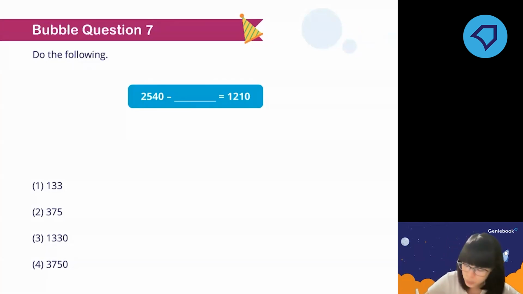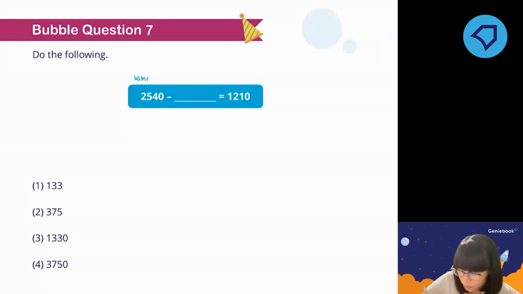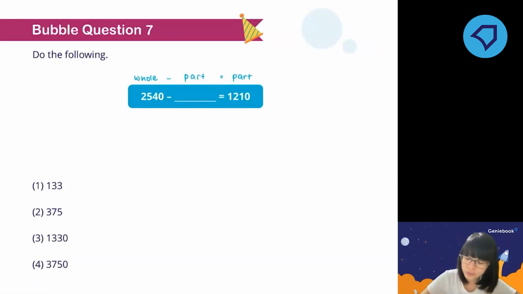Okay, if you need help, remember subtraction, we're going to take the whole minus part to give you a part. Now, like I mentioned, because you need two parts to make a whole, in order for you to find a part, you need to do subtraction. Okay, subtraction. So you have to take 2,540 minus 1,120 to get the answer.